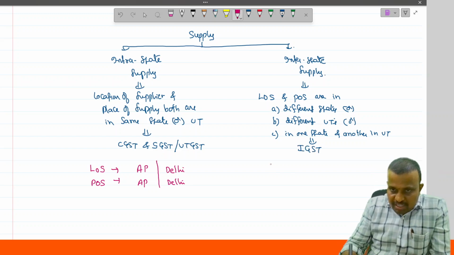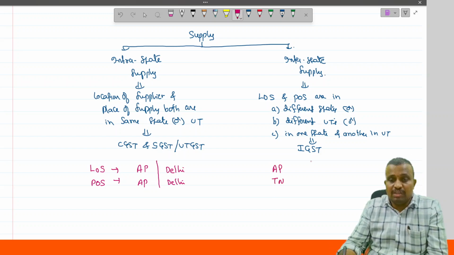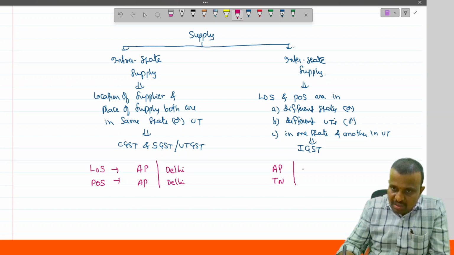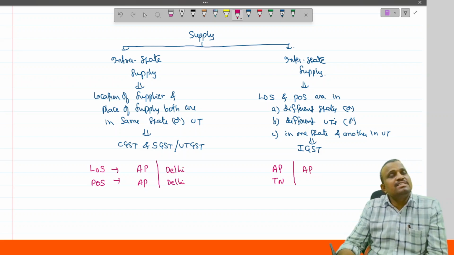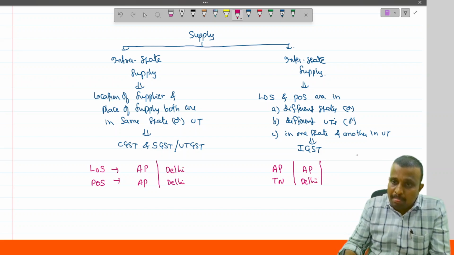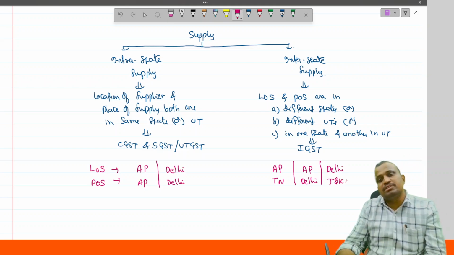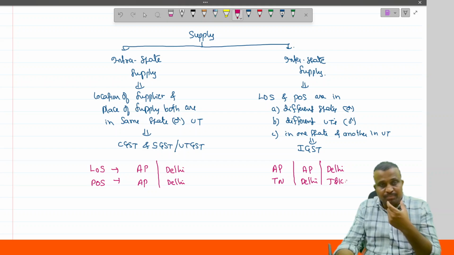For example, if the location of the supplier is in AP, but the place of supply is in Tamil Nadu, that is covered under interstate supply. And if the location of the supplier is in AP, and the place of supply is in Delhi, it is covered under interstate supply. And if the location of the supplier is in Delhi, and the place of supply is in Jammu and Kashmir, it is covered under interstate supply.